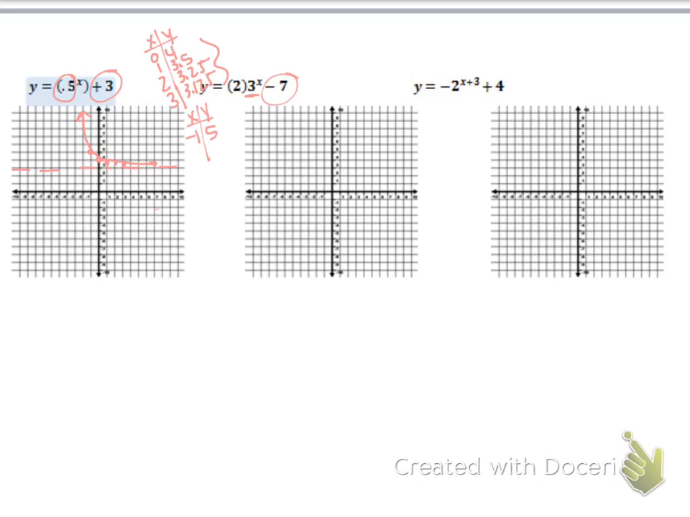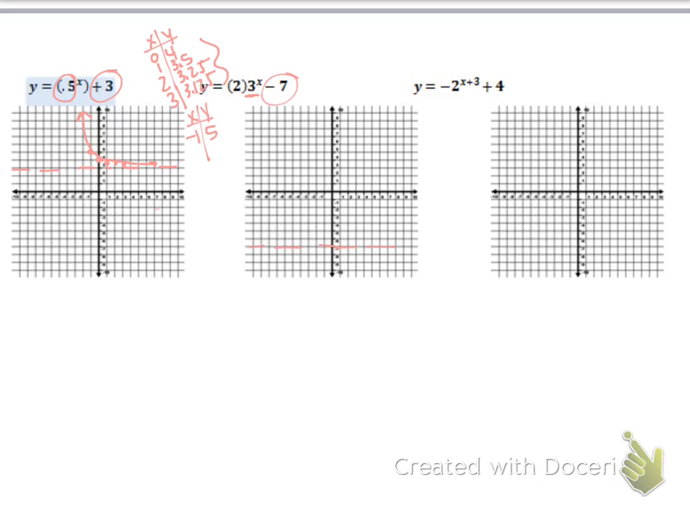I know my asymptote's going to be at -7, so let's go ahead and do that. So 1, 2, 3, 4, 5, 6, 7. Let's go ahead and figure out what it is going to stretch to. That's what I mean by multiplying in front. So my points will get farther apart on this one. Okay.